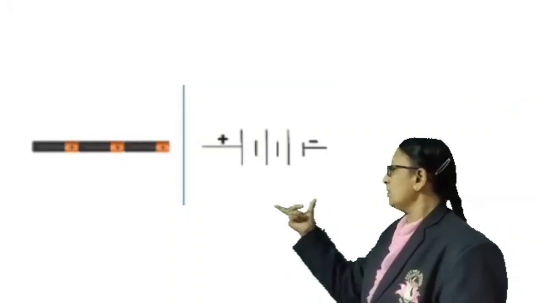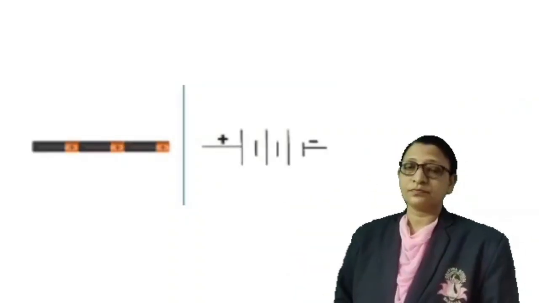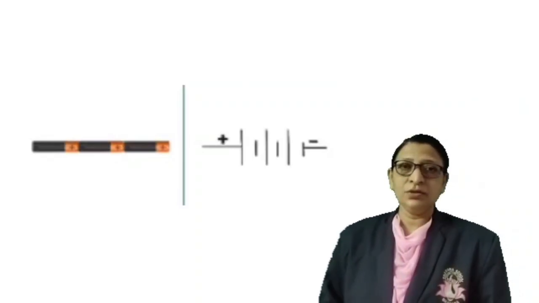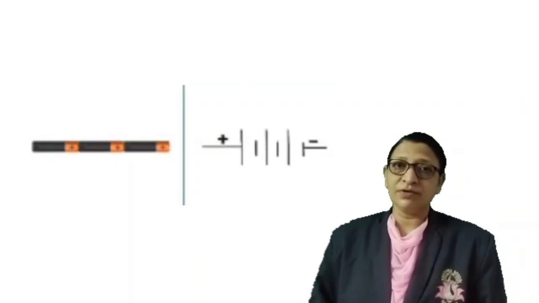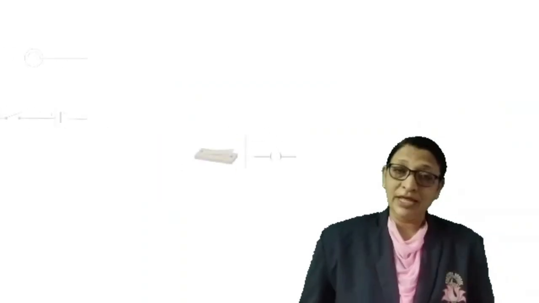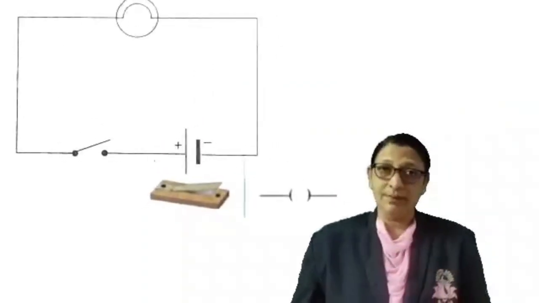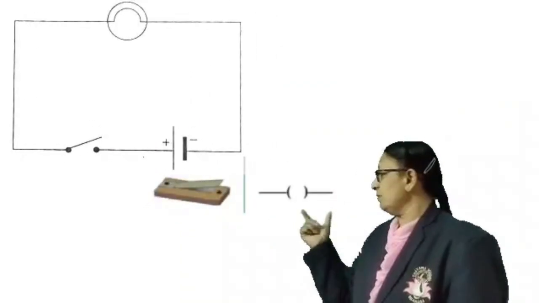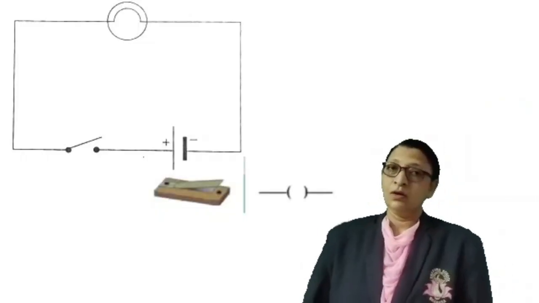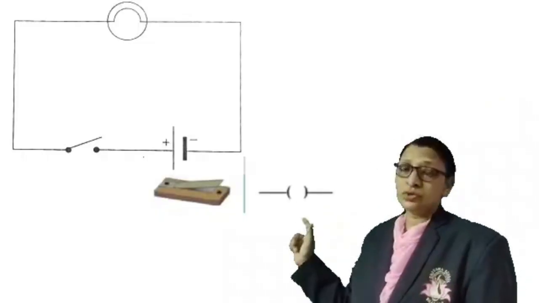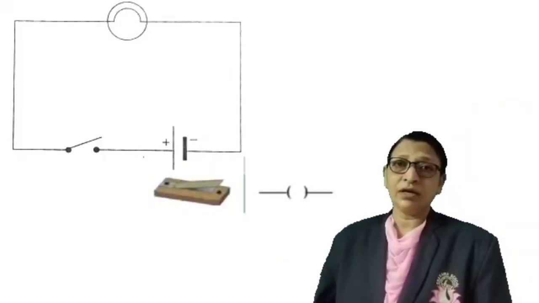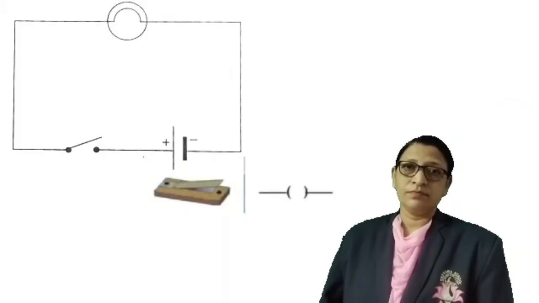A battery can be denoted by the symbol. The use of a battery is to provide more potential difference in the circuit. The next is the open key or open tap. It is denoted by the symbol. The open tap key is used to disconnect the flow of current in the circuit.